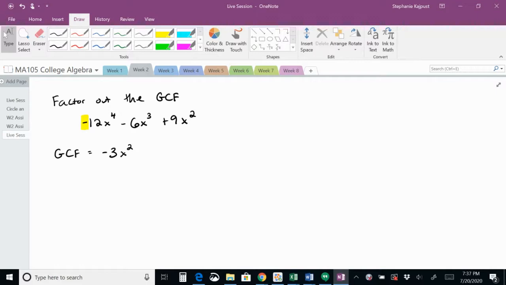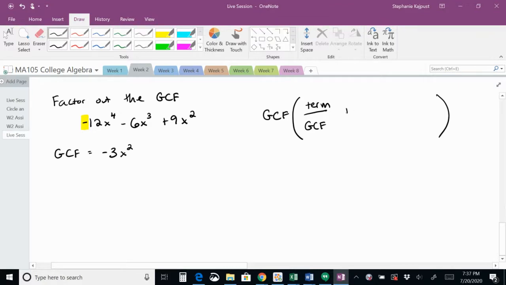My method for showing your work for factoring out the greatest common factor is I set it up so I've got my greatest common factor in front, and then parentheses, and then I take each term of my polynomial and write it over the greatest common factor. You just do that with however many terms you have. You're just going to take each term and create a fraction with it.